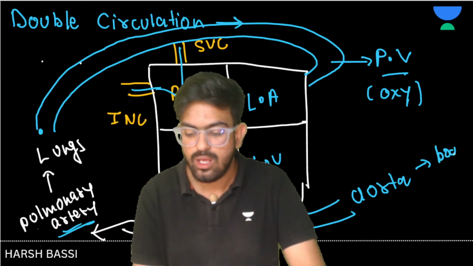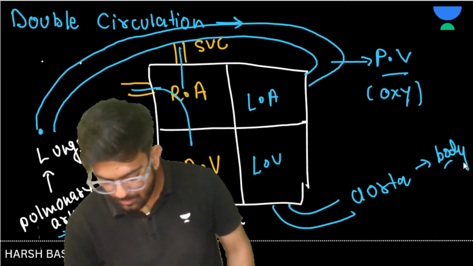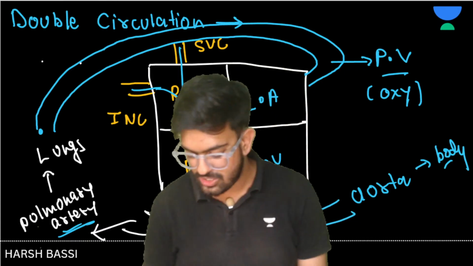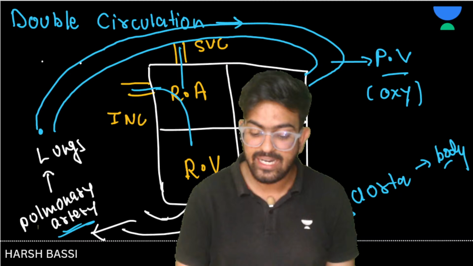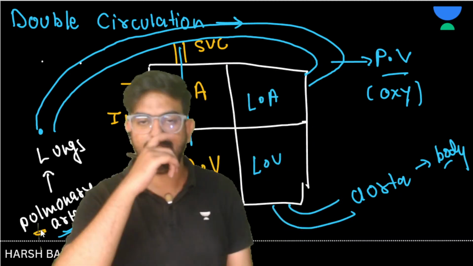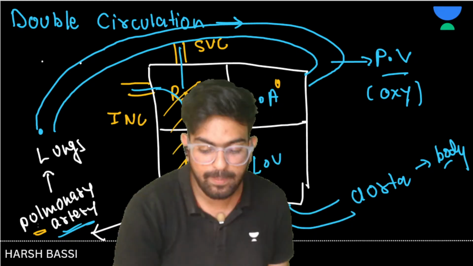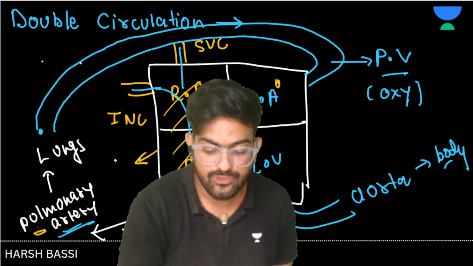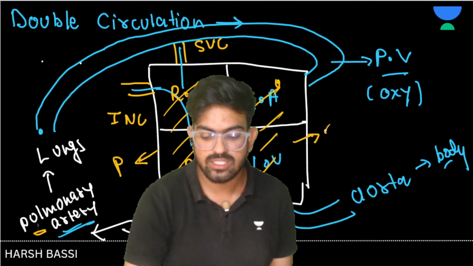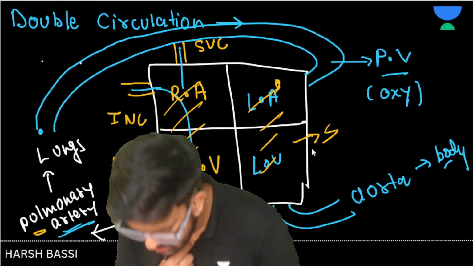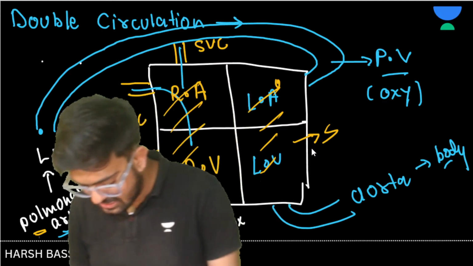Aorta से कहाँ? पूरे body में. Clear? This is the double circulation. And why is it double circulation? See, एक बार blood heart से चला गया. It went out from the heart, but again it came into the heart and then it went to the body. This is known as double circulation. This right part is known as pulmonary circulation, and the left part is known as systemic circulation. Pulmonary and systemic circulation combined are known as double circulation.